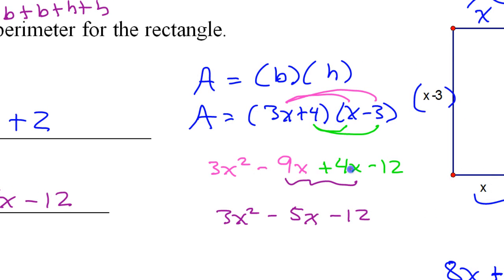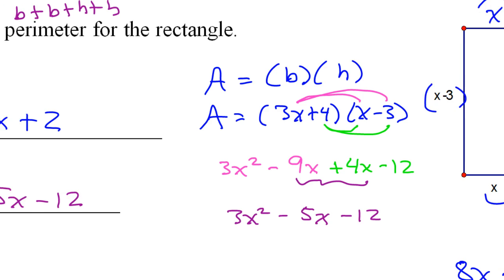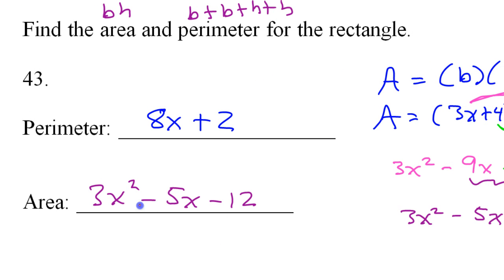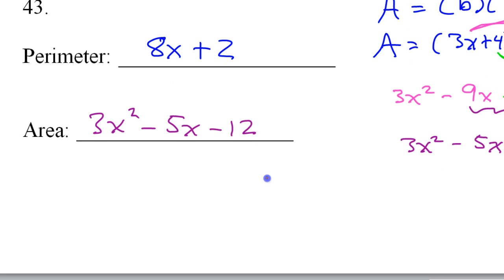Alright, so the big mistake that students will make is just to multiply 3x times x and get 3x squared, and then just multiply 4 times negative 3 and get negative 12. They tend to often leave out the middle term of negative 5x. So be careful not to do that.